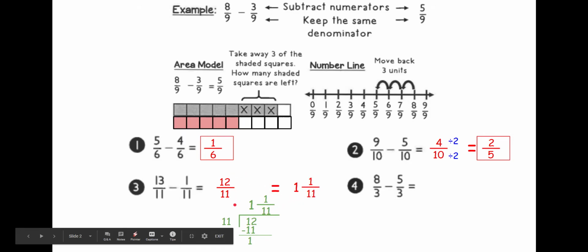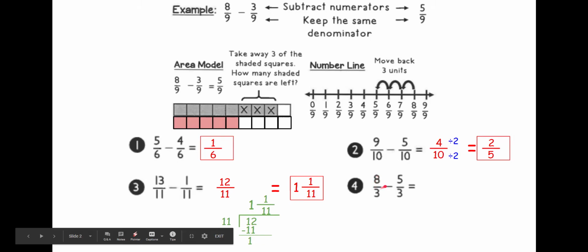Now, many of you can probably figure in your head, well, 11 goes into 12 once, and it has 1 left over. Therefore, you put it over the denominator, and you end up with 1 and 1/11. So whether you decide to do division officially like this, or to just figure it out in your head, that's kind of on you.